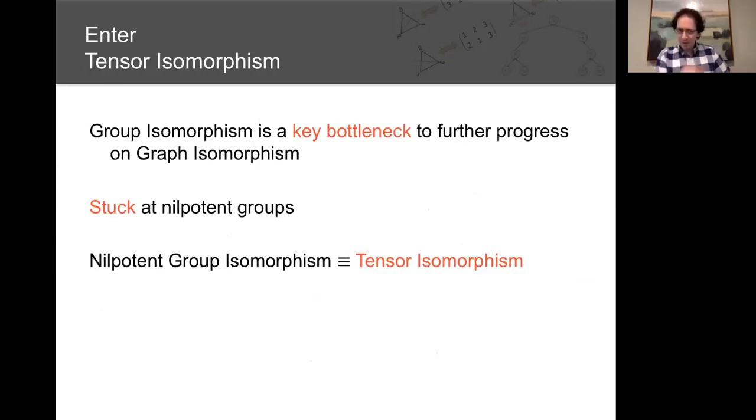So just to recap our story here, group isomorphism, this problem from computational algebra, is a key bottleneck to further progress on algorithms for graph isomorphism. And in the context of group isomorphism, we're stuck at nilpotent groups. And one of the things that shows up in our work is that nilpotent group isomorphism is essentially the same as tensor isomorphism. So now, I don't really have to tell you about nilpotent groups. I can just tell you about tensors. And tensors are just boxes of numbers, which you're all now intimately familiar with. But at least they're not so unfamiliar.